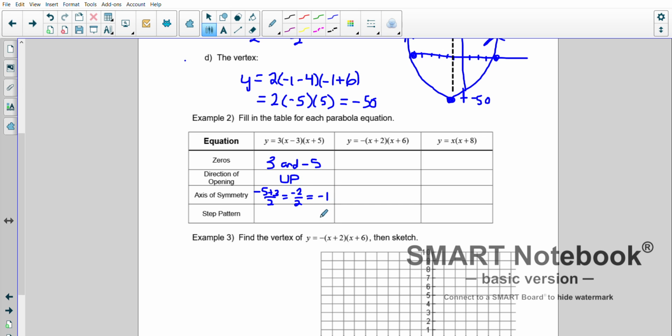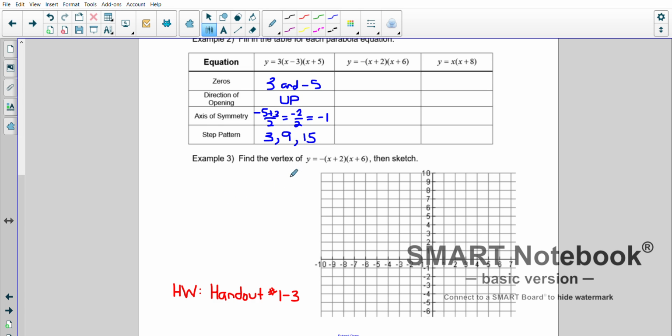And then the step pattern is going to be 1, 3, 5. But I'm going to multiply it by 3. So 1 times 3 is 3. 3 times 3 is 9. 5 times 3 is 15.